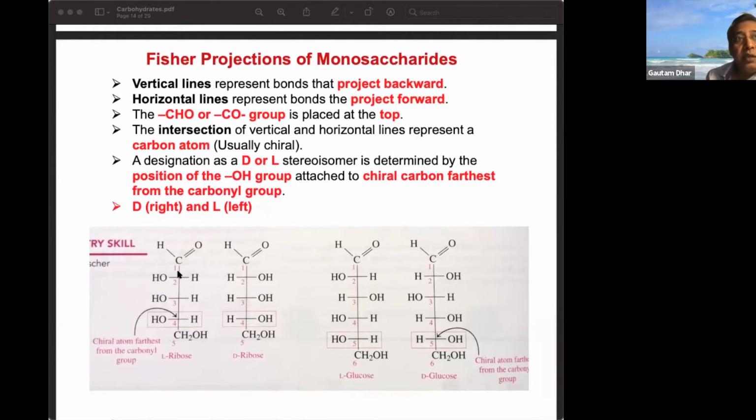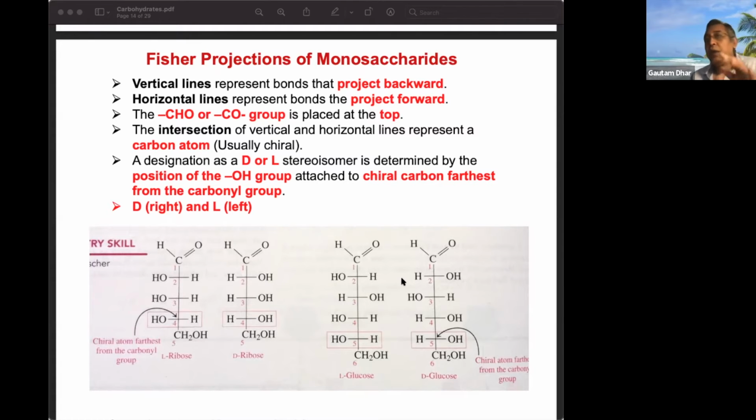So the rule is you hold the molecule like this with the oxidizing group pointing up. That means the aldehyde pointing up. And to give the L and D, you look at the chiral carbon that is farthest. In this case, this is carbon number 4, or carbon number 5 for the hexose. So the OH to the left is L, OH to the right is D.